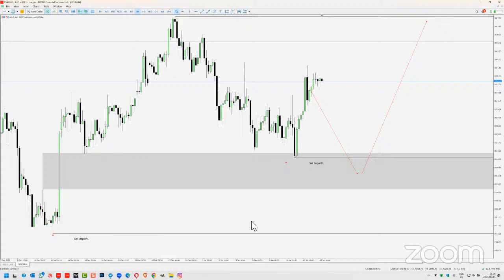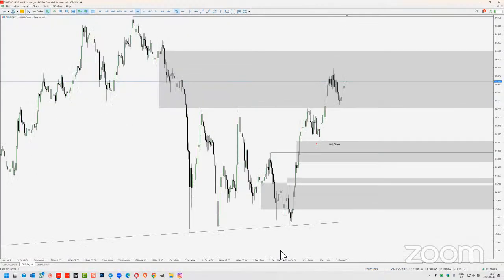So yeah, that's pretty much about it. So longs ideal on pound yen.